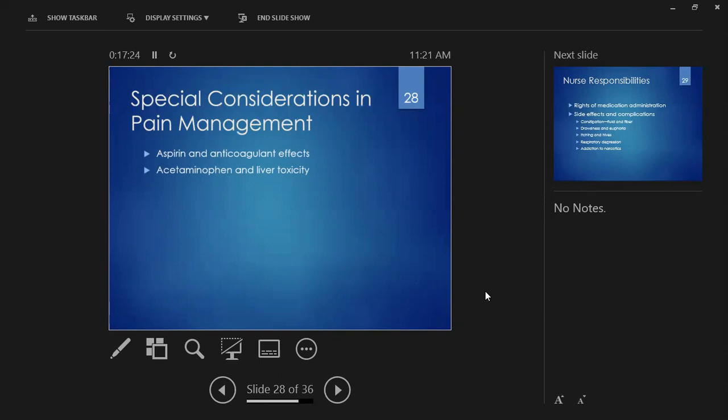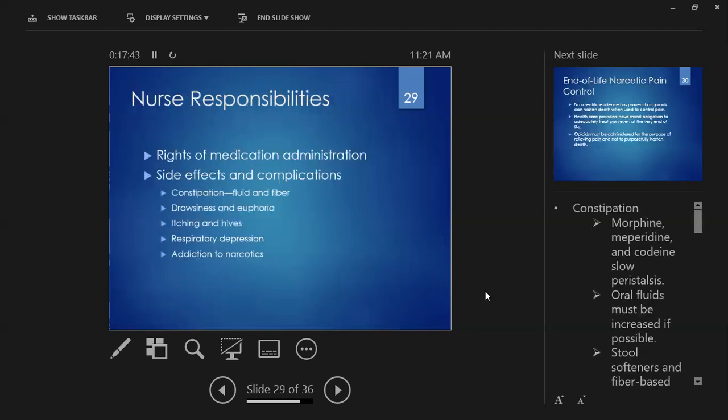NSAIDs can affect what? The GI system, right? Also the renal system. So we need to make sure, especially in the elderly who are at increased risk for GI and renal susceptibility to NSAIDs, that we're being careful, right? That we're looking at their labs.